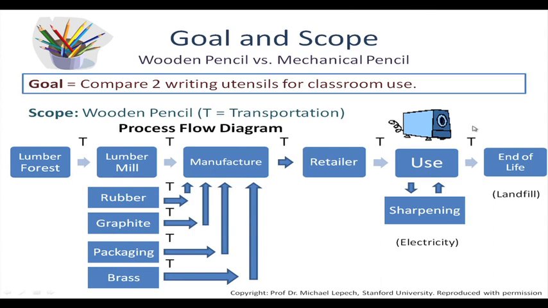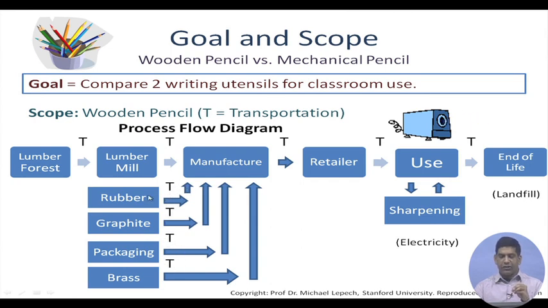If you look at this particular picture very carefully, you can see the brass ring as well. So that's all the stuff that you will use to manufacture. And once the manufacturing has been done, then it has to go to a retailer. For again, if you look at each one of these, rubber, graphite, packaging, and brass, each one of them has to be transported. So you see this transport T.